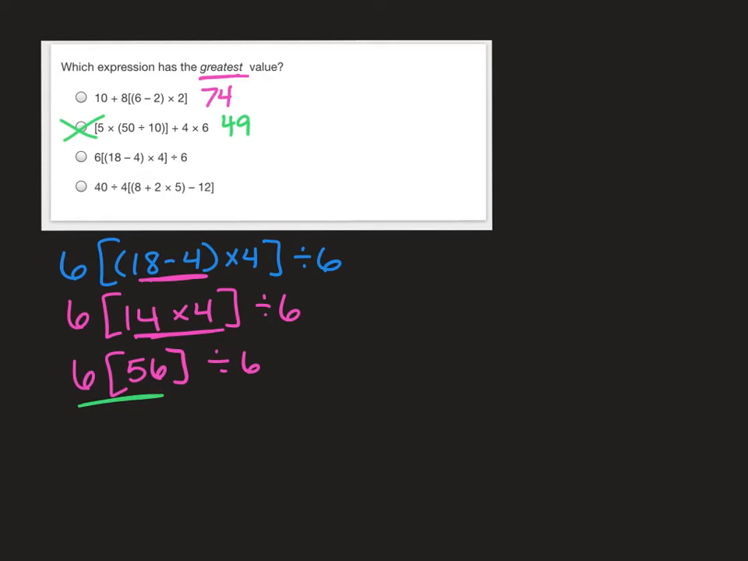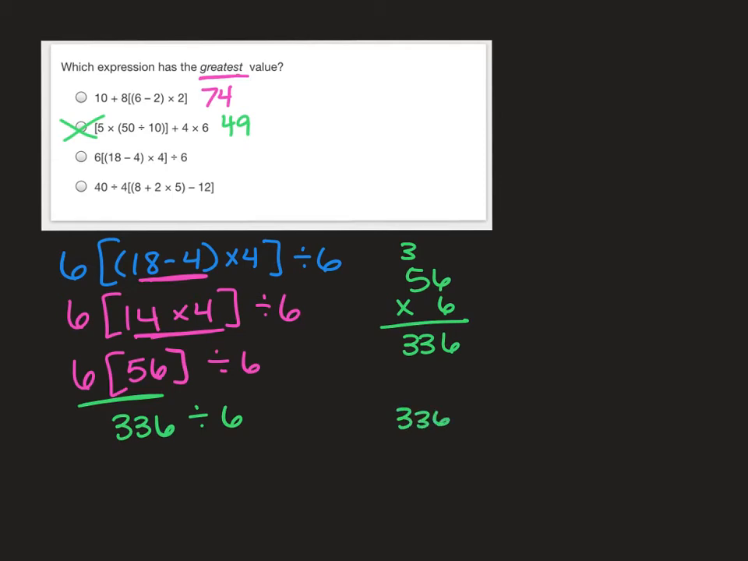So if you can't do a problem like this in your head, that's okay. Just go off to the side, do some scratch work real quick. 6 times 6 is 36. 6 times 5 is 30. Plus 3 is 33. So that's 336. But I'm not finished because I have to divide that.